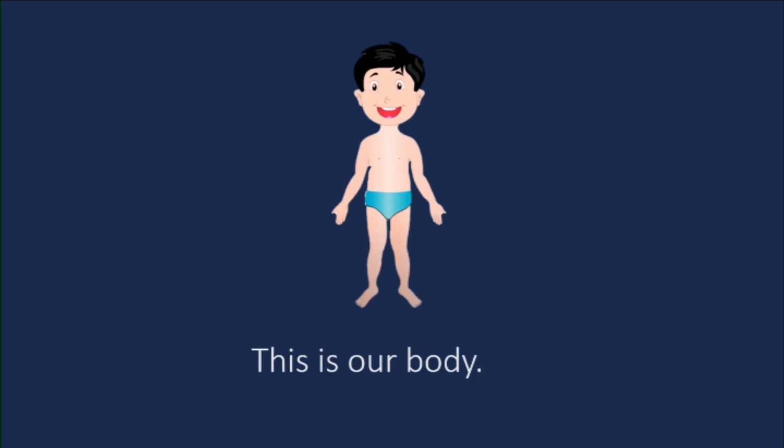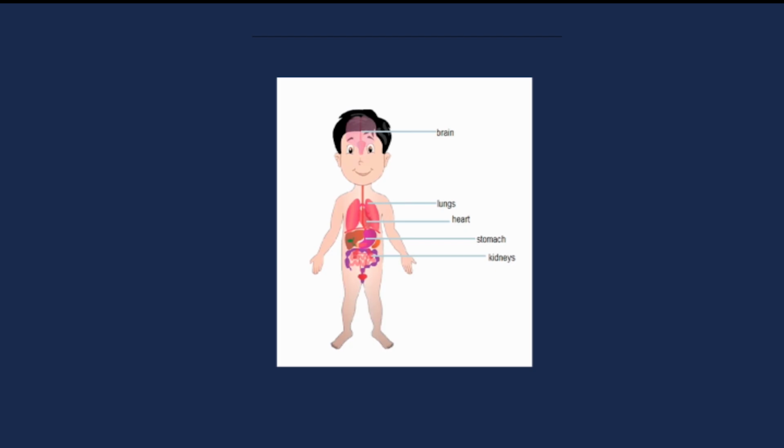This is our body. Organs that we cannot see with our eyes are called internal organs. Brain, lungs, heart, stomach, kidneys are the internal organs. All these organs cannot work alone. Every organ has a specific function.